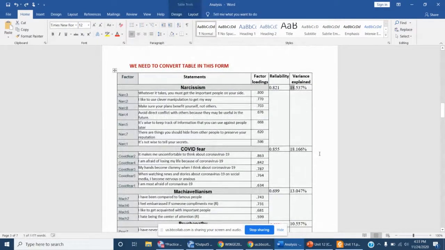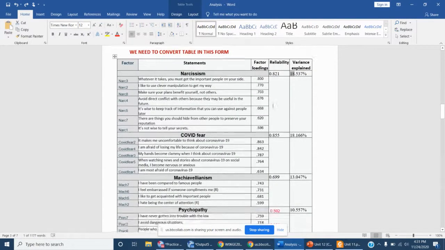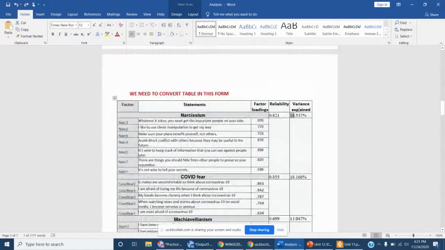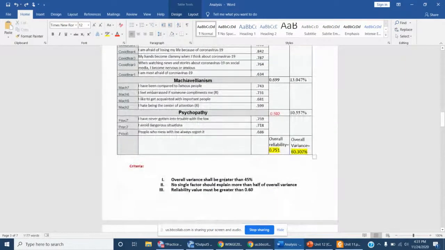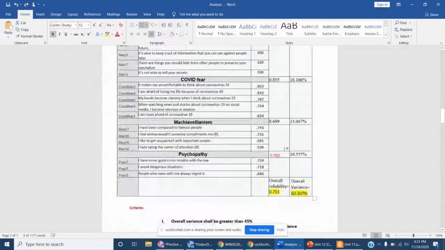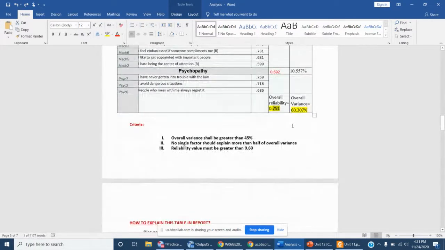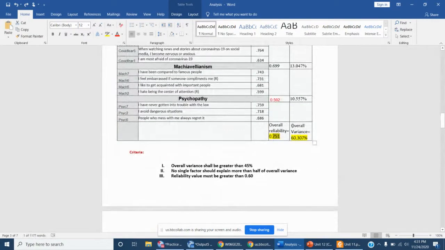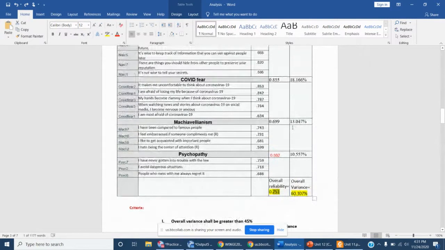Luckily, in our factor analysis, no single factor is explaining more than half of the variance. So we have sufficiently passed this criteria as well. The reliability value must be greater than 0.6. We have discussed this as well. Although one factor has a reliability lesser than 0.6, our overall reliability is sufficient. So it means that we can confidently say that our data is reliable and valid.